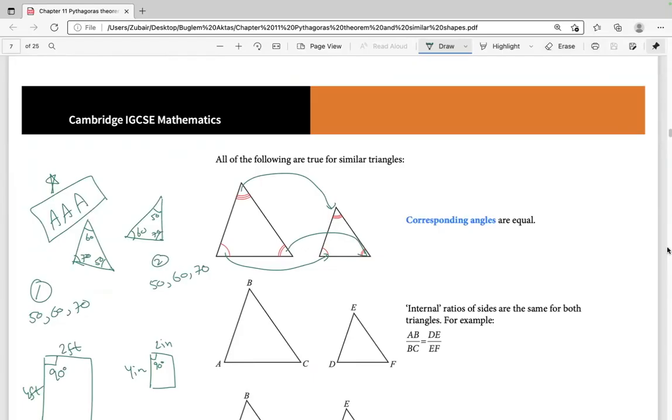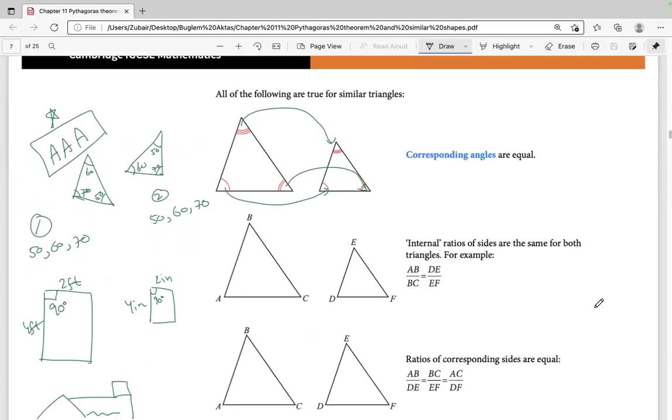Second property, it says the internal ratio of sides is the same for both triangles. This is just an example. He's done it with two sides. All three sides will give the same answer. Let's say AB is similar to DE. And if AB over BC is written, it is equal on the other side to DE over EF.